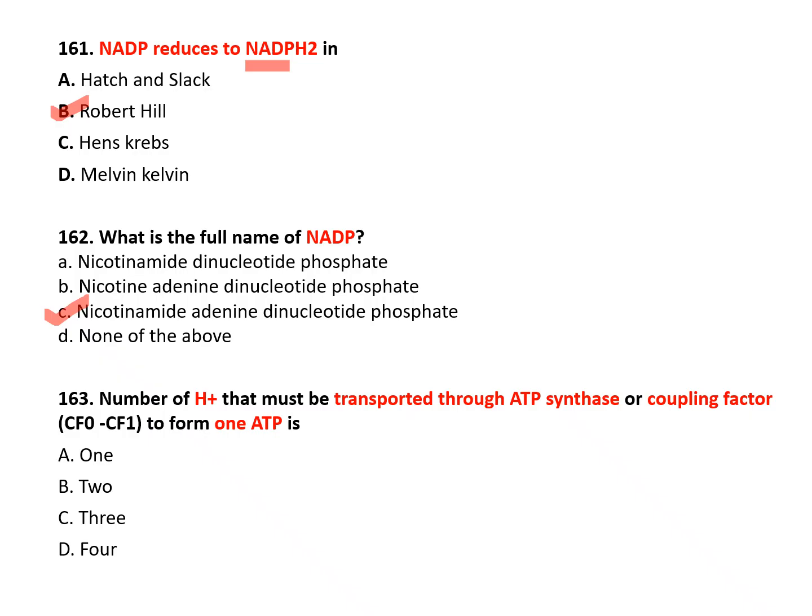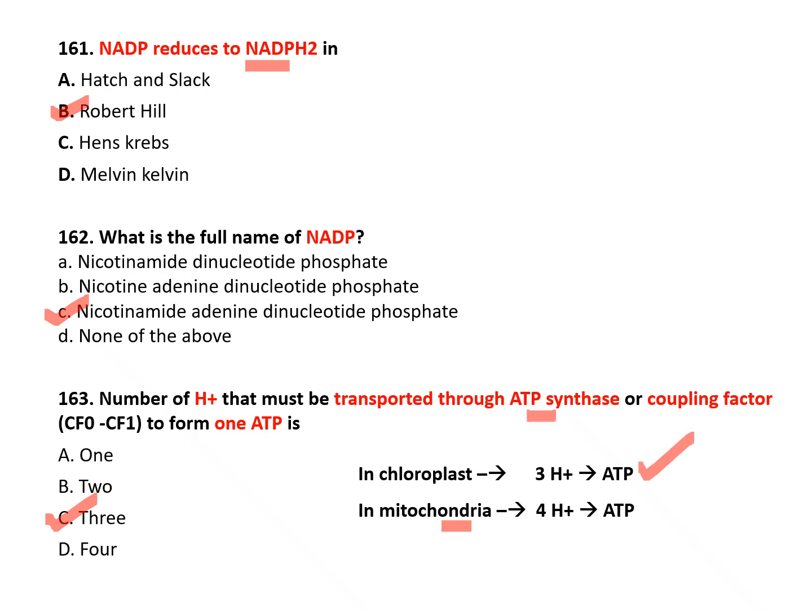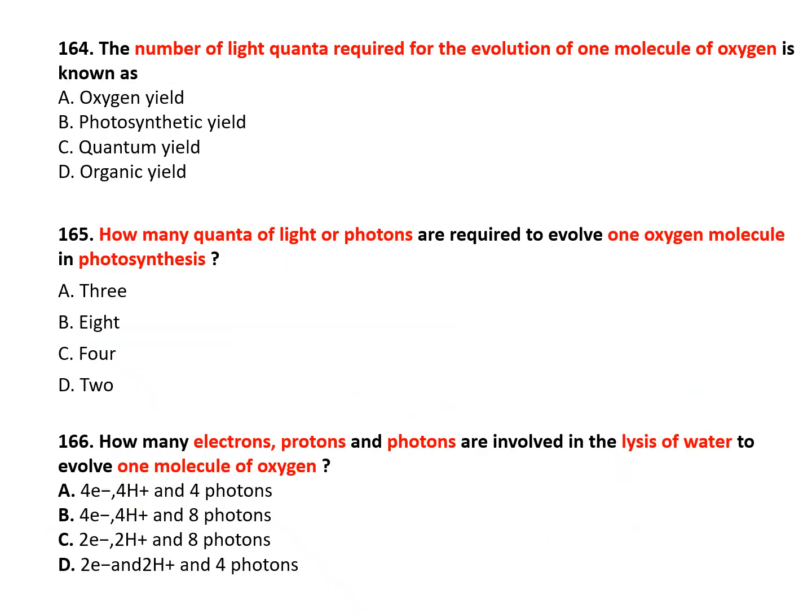Number of hydrogen that must be transported through ATP synthetase or coupling factors CF0 and CF1 to form one ATP is option A 1, option B 2, option C 3, option D 4. The correct answer is option C 3. In chloroplast, 3 hydrogen are required to transport through ATP synthetase to form one ATP, and in mitochondria it requires 4 hydrogen to pass through the ATP synthetase enzyme to generate one ATP molecule. The next question number 164.